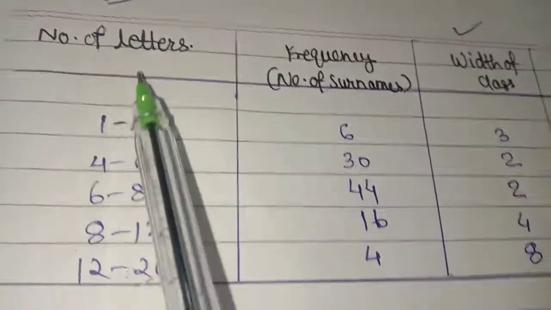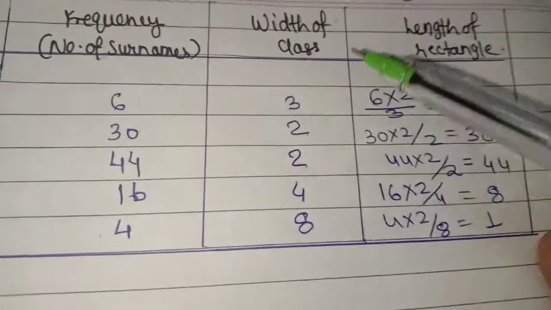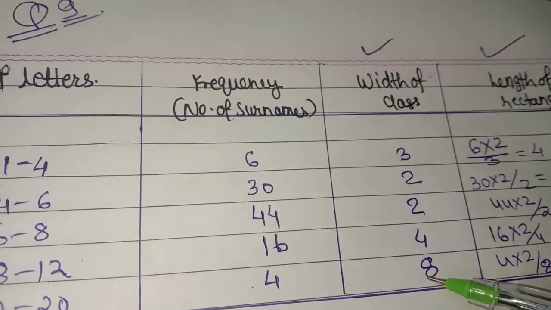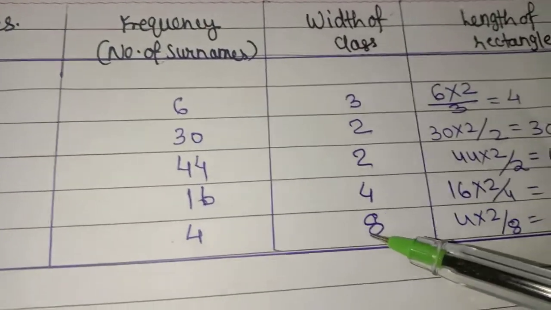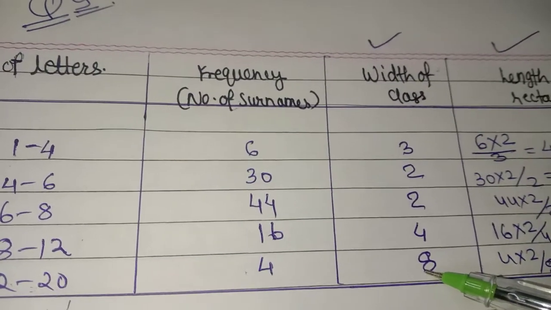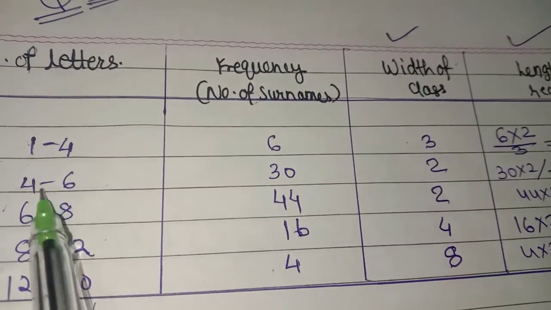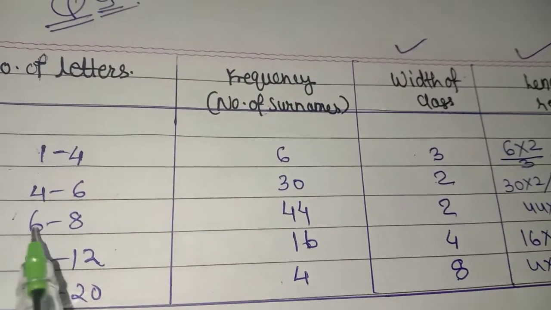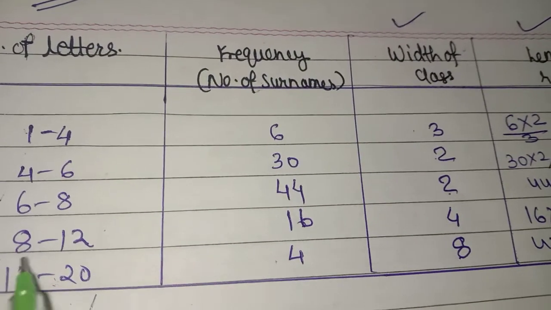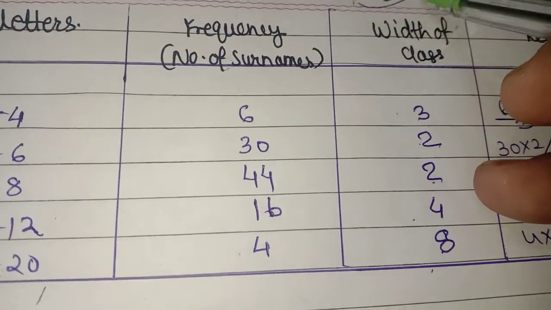Now when the class length is not constant, we draw the table like this. First, the number of letters, what are you given? Frequency, and then we go for the width of the class. How to find the width of the class? 1 to 4, the class width is 3. 4 to 6, the width of the class is 2. 6 to 8, it is 2. 8 to 12, it is 4, and 12 to 20, it is 8. So I have added one extra column here, width of class.